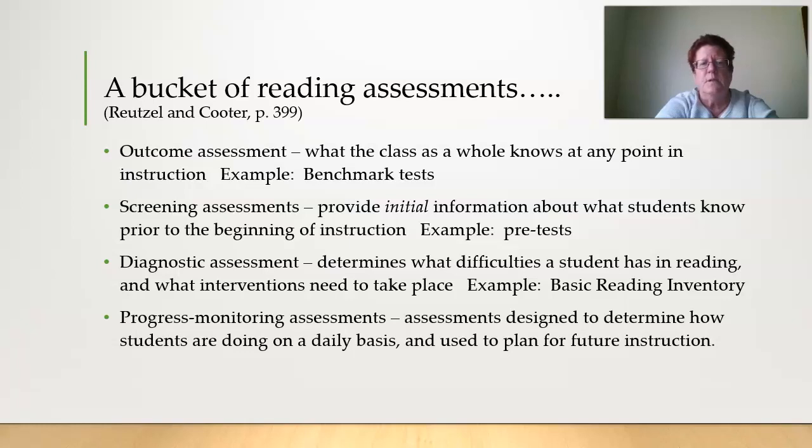Another type of assessment is a screening assessment. That gives us initial information about what students know. Think pre-tests. What do students know prior to the instruction already about that topic? Do I need to provide connections for those students because otherwise they're not going to get it? Or do they have some knowledge and then I can just build on that knowledge as I instruct?